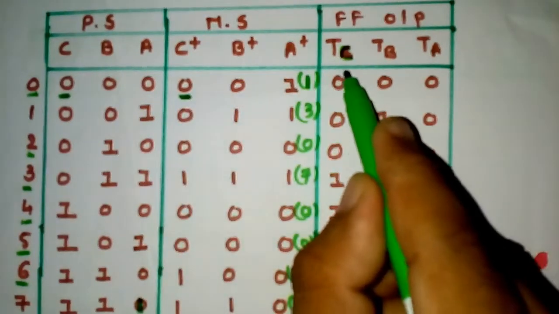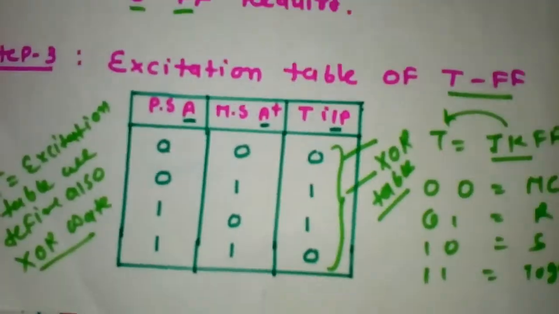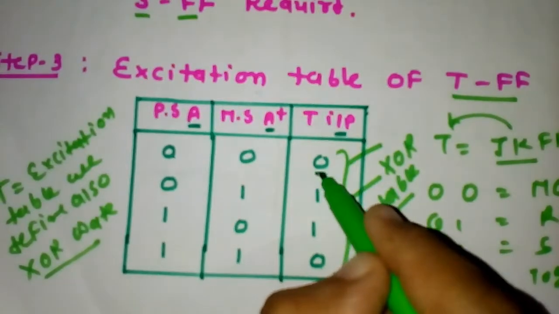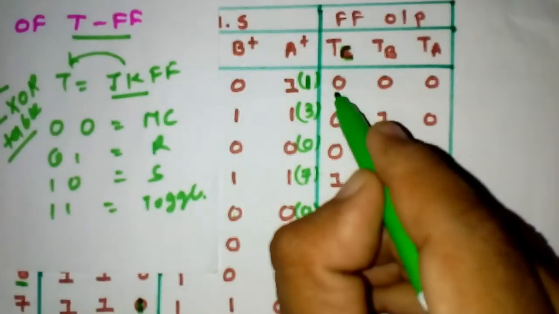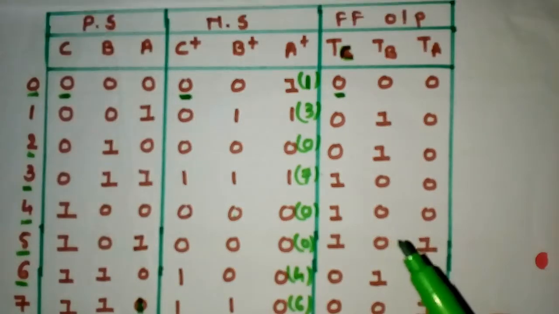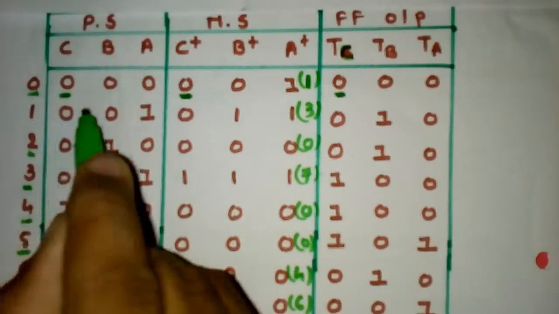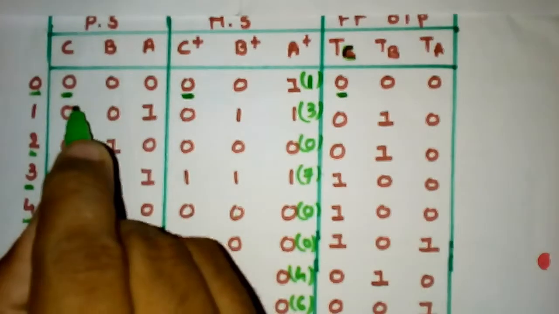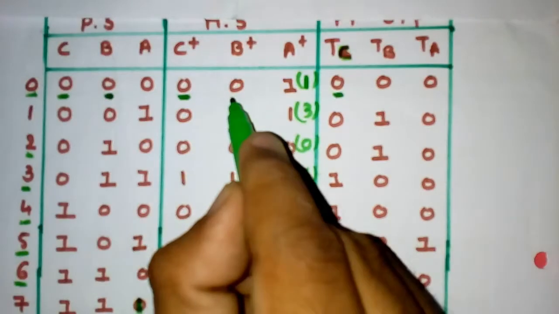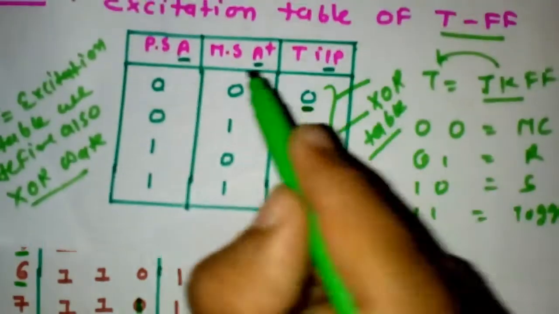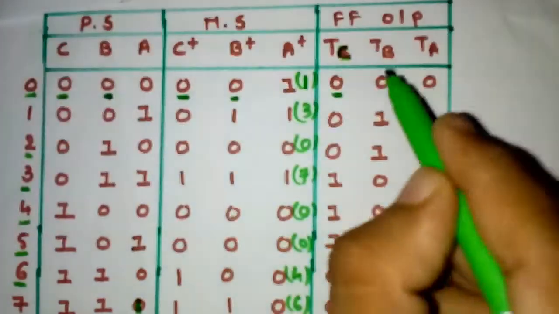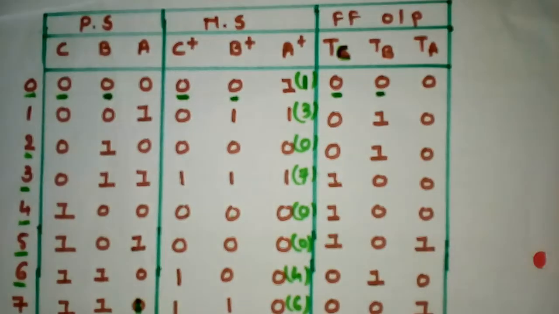So what is the output of the T flip-flop? Present state is 0, next state is also 0, so the output T is 0. For TB, according to B, present state is 0 and next state is also 0. What is our input of T? Input of T is 0.